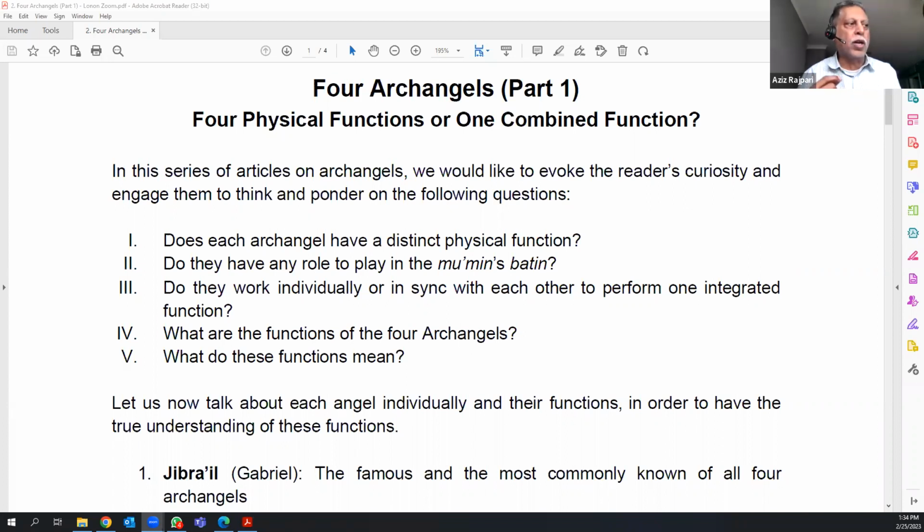Do they work individually or in sync with each other to perform one integrated function?